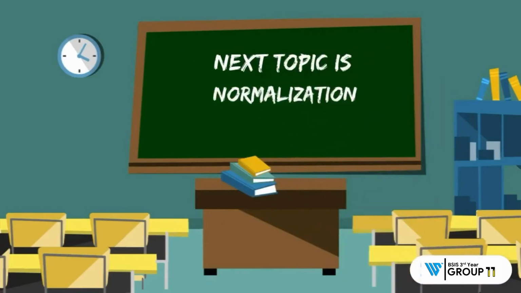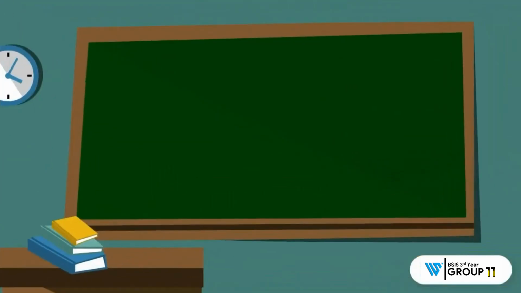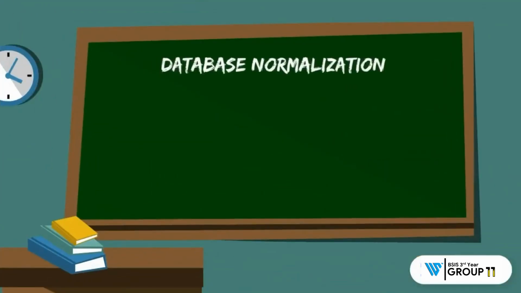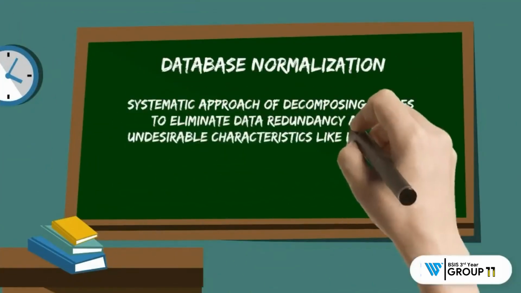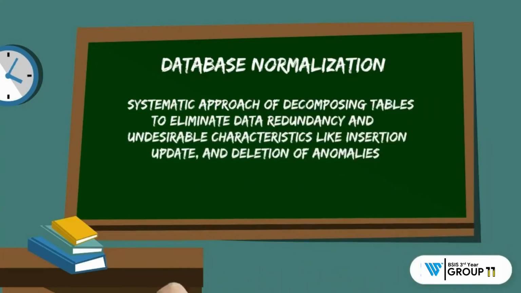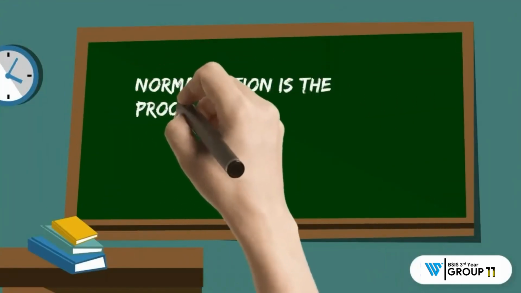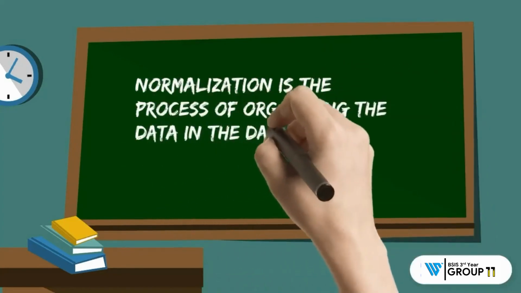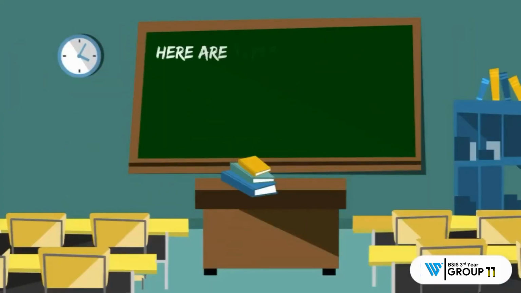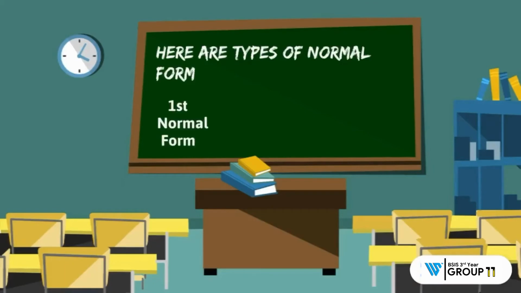Normalization. A database normalization is a systematic approach of decomposing tables to eliminate data redundancy and undesirable characteristics like insertion, update, and deletion anomalies. Normalization is the process of organizing the data in the database. Here are the types of normal form. First normal form. Second normal form. Third normal form.